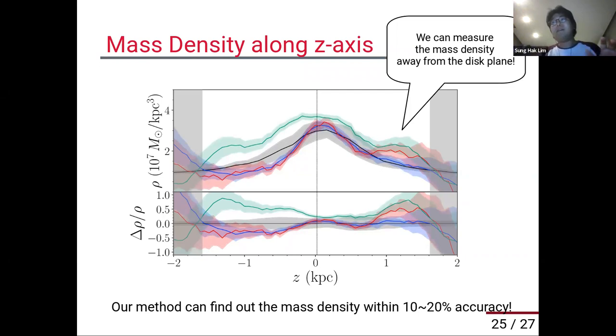But in our case, we are starting from nothing. We did not assume any. Our networks don't know about the true dark matter density at all. So there is no simulation bias in this setup. It's not that kind of simulation based regression problem.